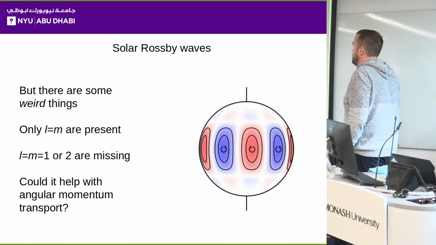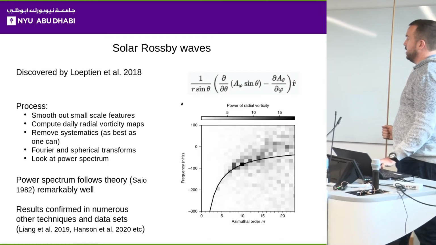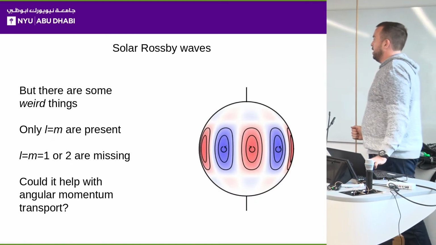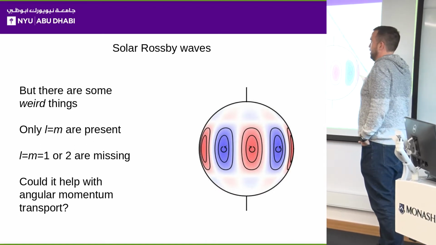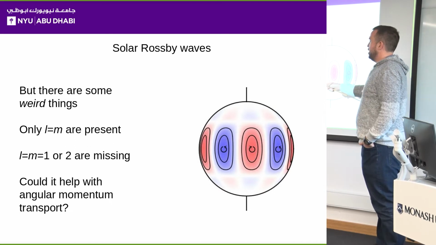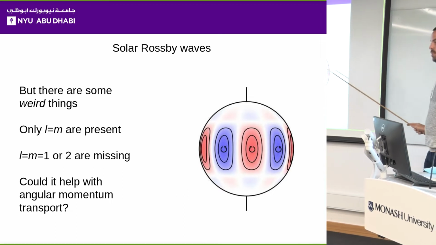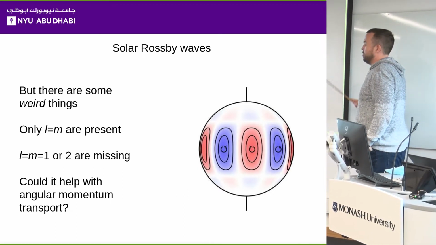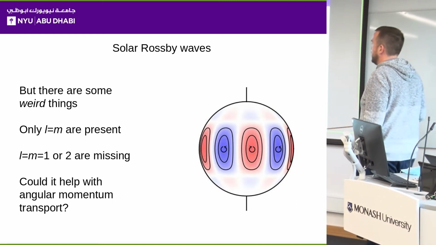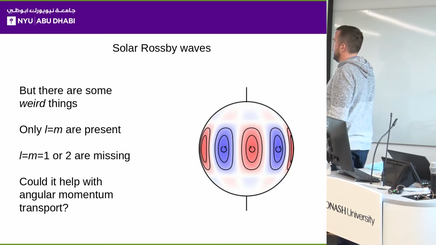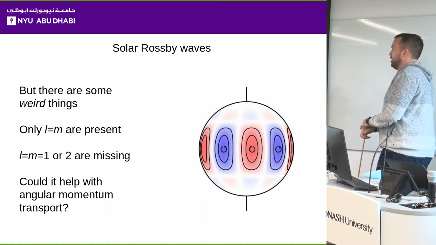But things get a little bit weird. For solar Rossby waves, there should be a full spectrum of them. But we only see L equals M. Remember, L and M are the number of nodes in latitude and longitude. We only see L equal M, which means we only see equatorial Rossby waves. In theory, Rossby waves should exist all over the sun: high latitudes, low latitudes, symmetric, anti-symmetric. The only Rossby waves we see are symmetric equatorial Rossby waves. These are the vortices. So that's a bit strange.